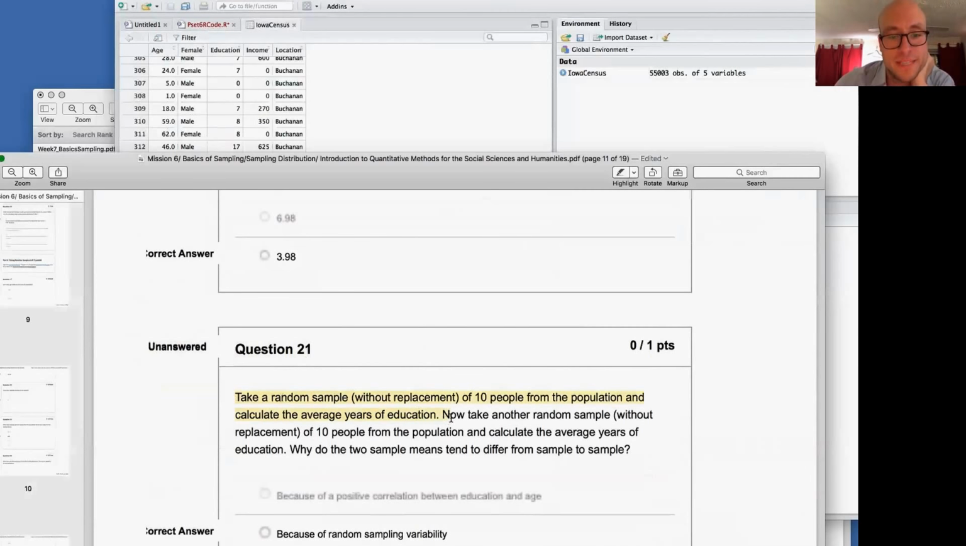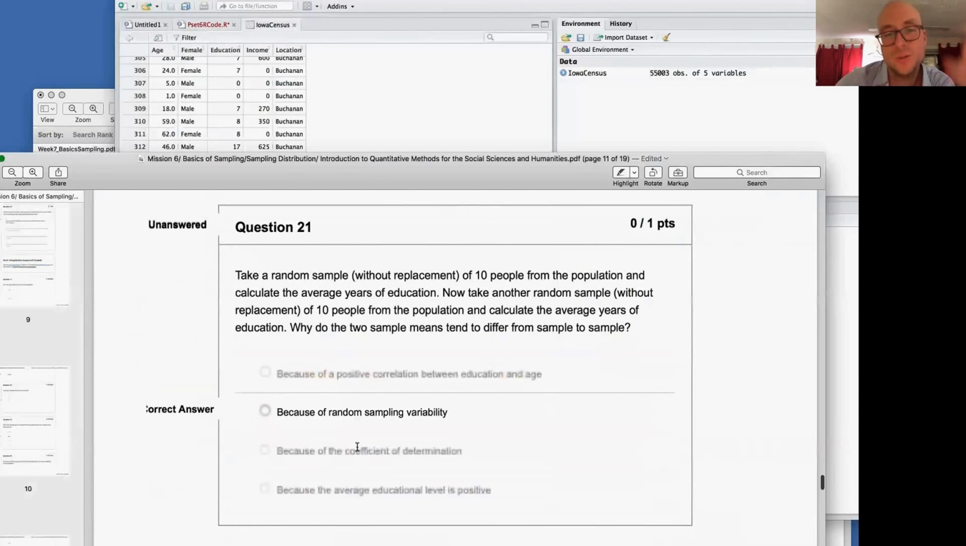We're going to take a random sample of 10 people from the population and calculate the average years of education. We'll take another one without replacement. Again, I think this is misworded. I would say with replacement, because you basically want independent samples. You're just taking 2 samples.